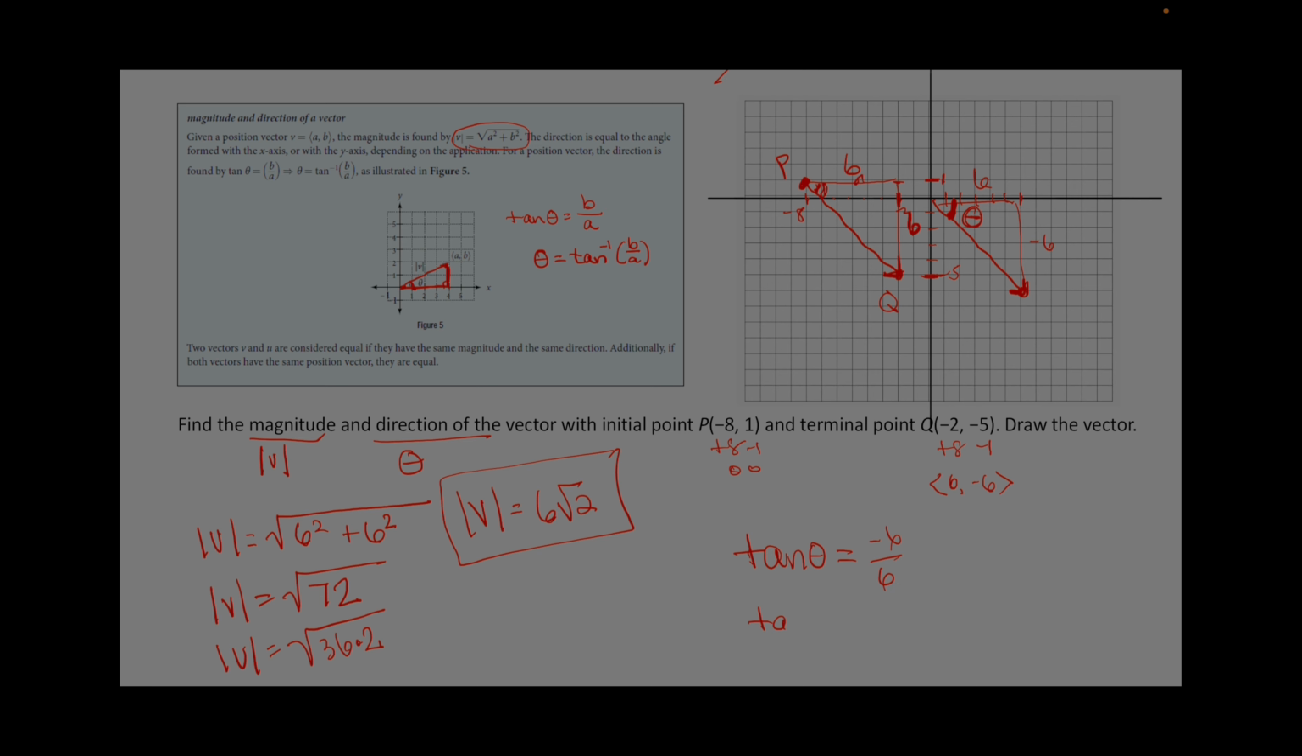In other words, tangent of theta is equal to -1. Grab your calculator, degree or radian mode, whichever you prefer, inverse tangent on both sides gives us a theta value of -45 degrees. There's the direction and there's the magnitude, okay?